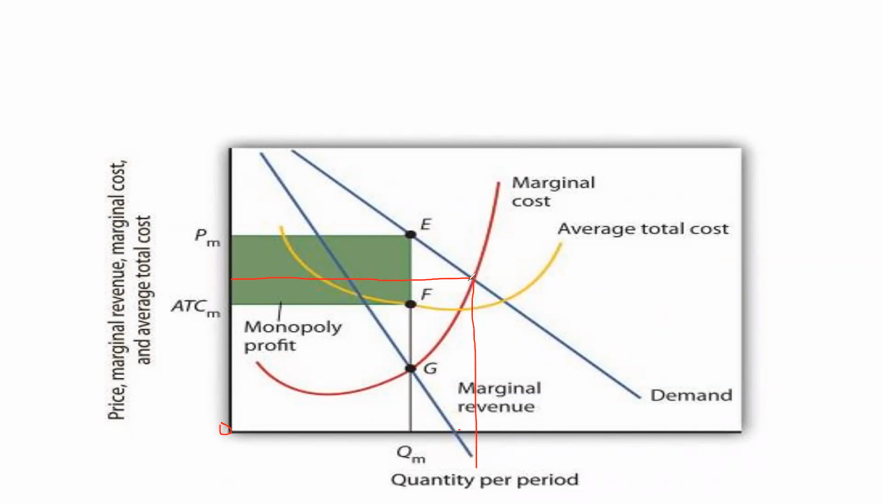And notice for the perfectly competitive price, it's lower than the monopoly, and I'm producing more on the quantity. So it's allocatively efficient and socially optimal.